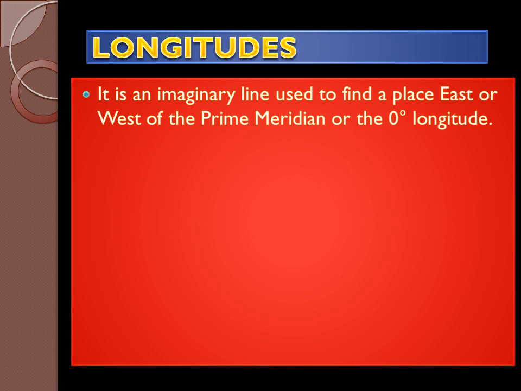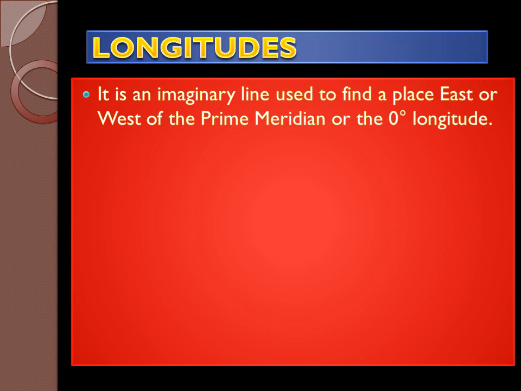Our next topic is longitudes. Now longitude is an imaginary line which is used to find a place east or west of the prime meridian or the 0° longitude. So likewise latitude, longitude also help us to find a place, to locate a place, but it is in the east or west. The latitudes help us to locate the place in north and south, and longitude help us to locate the place in east or west.